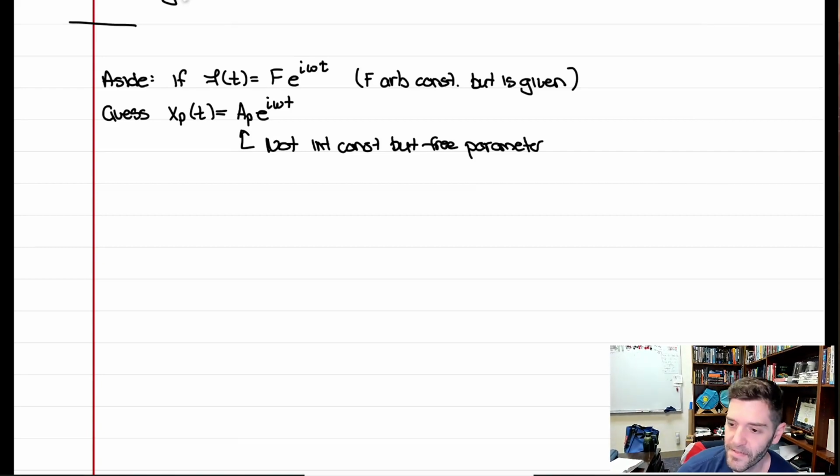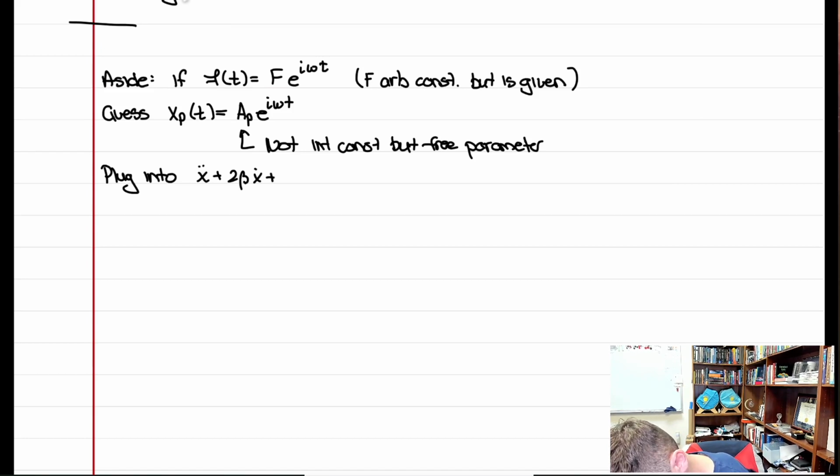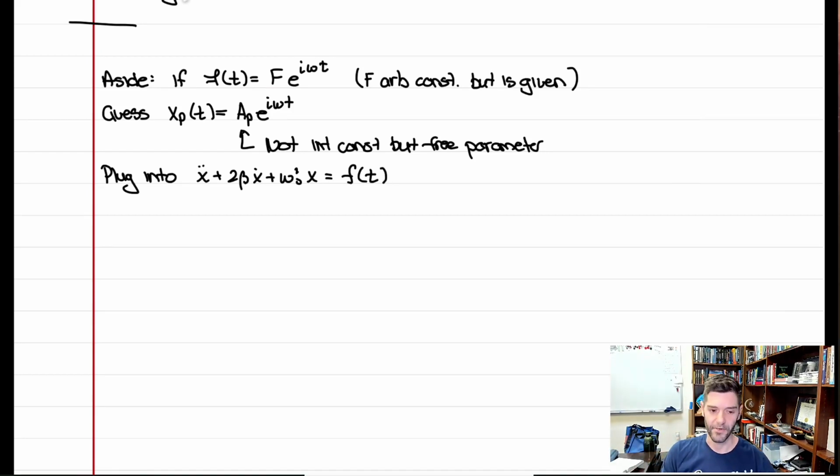So let's see, if we assume the particular solution is some constant a times e to the i omega t, I could plug that into the differential equation. Right, so I plug that in. Maybe I'll recopy it here. Plug it into this and hope that at the end of the day it turns into the right-hand side.